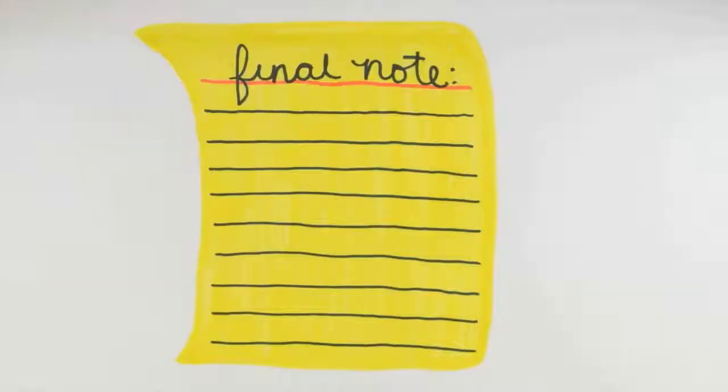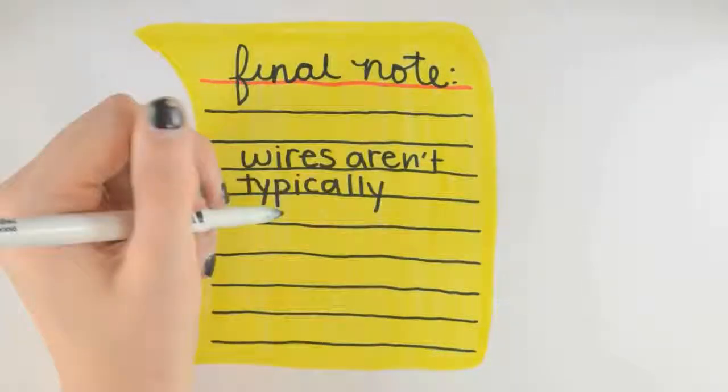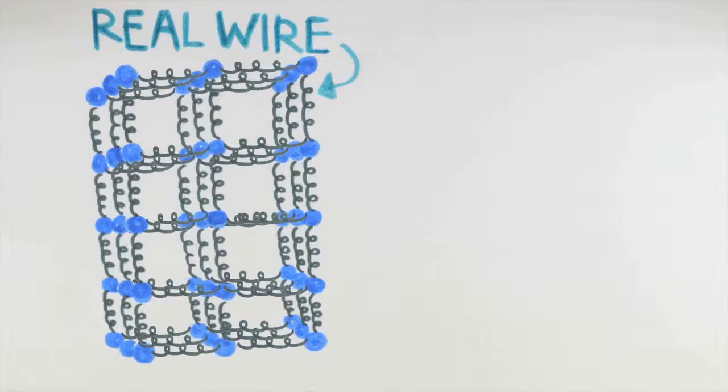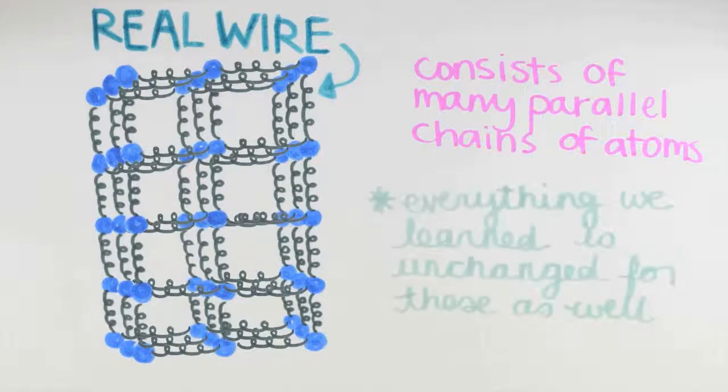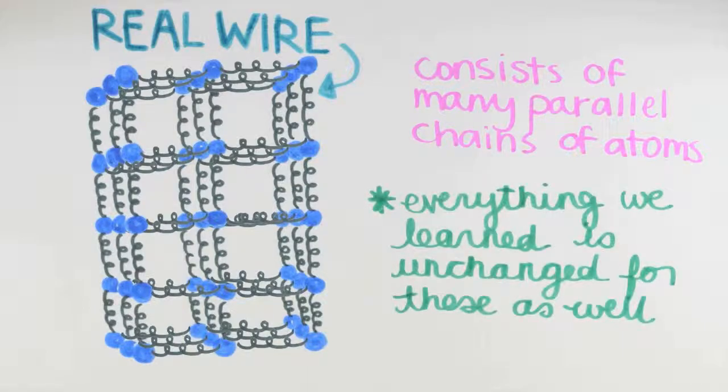One final note here. Wires aren't typically one atom thick. A real wire would consist of many parallel chains of atoms, something like this. Nevertheless, what we just said about the connection between the stretch of the spring-like bonds and the tension in the wire that was one atom thick carries over unchanged to this case as well.